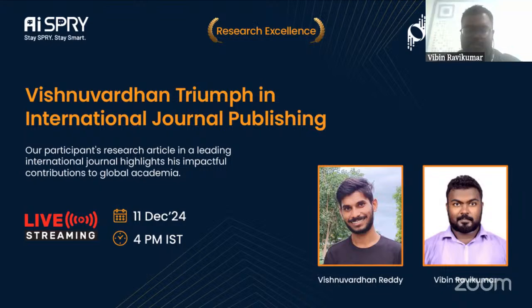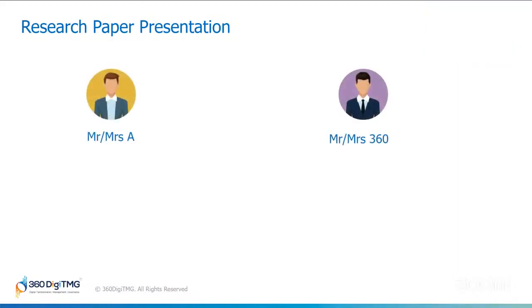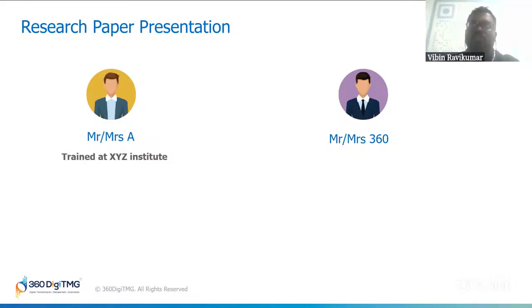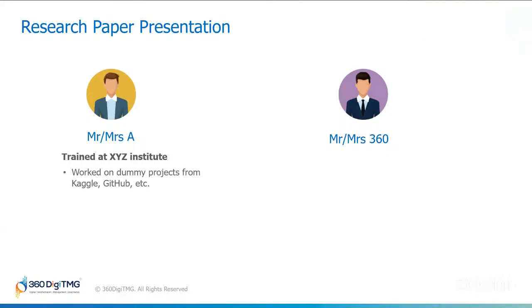But before moving to Vishnuvardhan and having this wonderful discussion with him, let's see a very good example of how at 360 digit MG we help our students to achieve success. We'll take this example where we have a student A and a student 360. Both of them would be trained on all the data science concepts. They will also undergo the assignments.